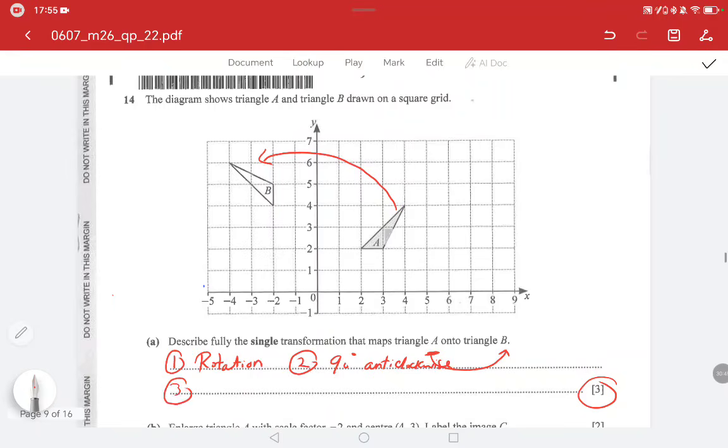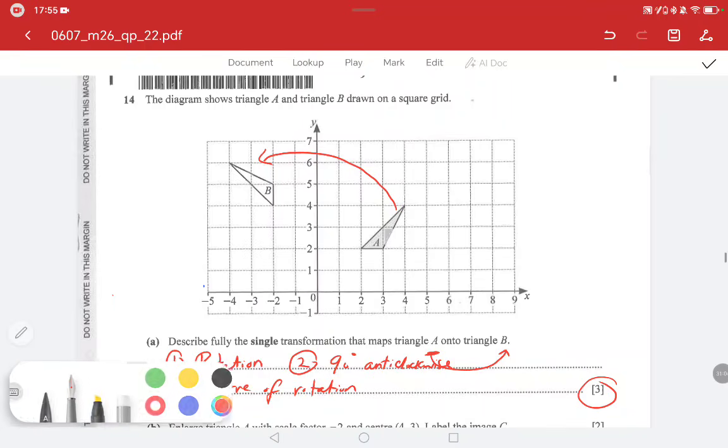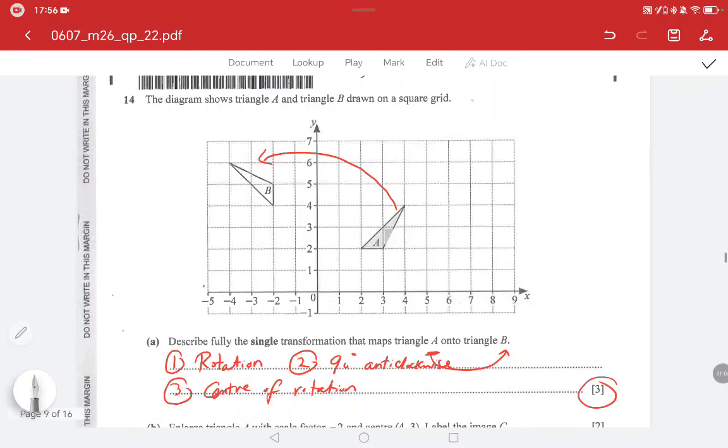The third mark, you will get it when you write the center of rotation. Okay, what is the center of rotation? You have two methods. You may use tracing paper, and in this exam you may use tracing paper. The second method is that the center of rotation is the intersection of the perpendicular bisectors.